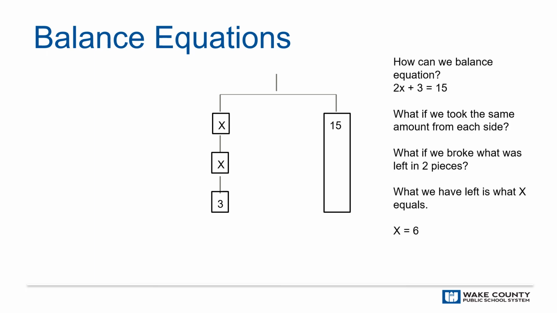How can we balance this equation? 2x plus 3 equals 15. What if we took the same amount from each side? What if we broke that? What was left in 2 pieces? What we have left is what x equals. x equals 6. Here we see that if we put a 6 in for each of the x's, we would have 6 plus 6 plus 3, which would equal 15.